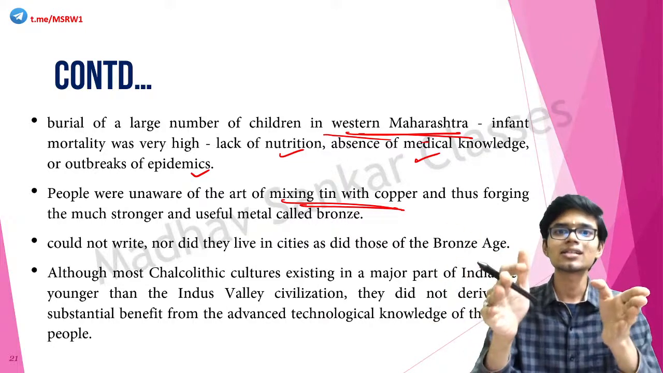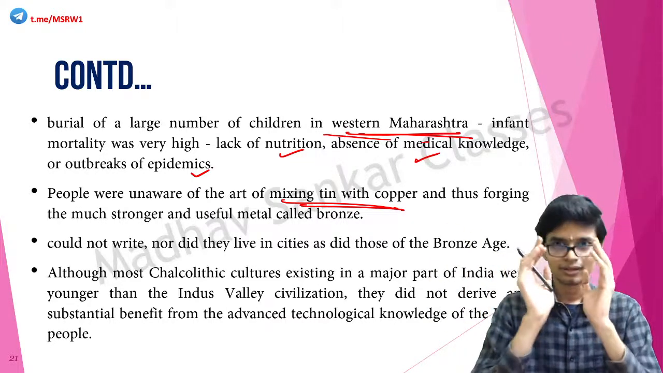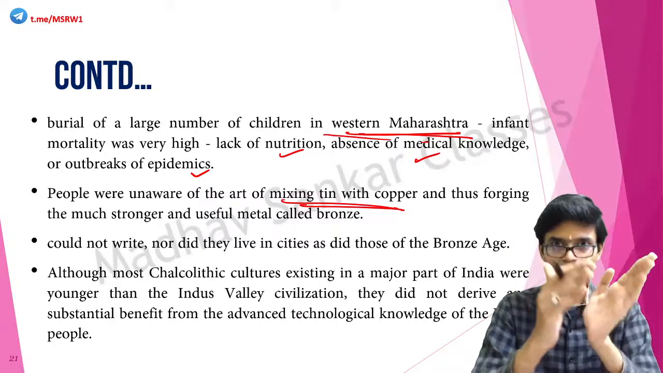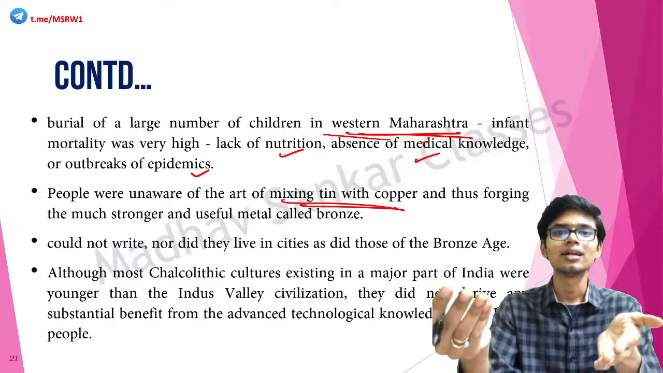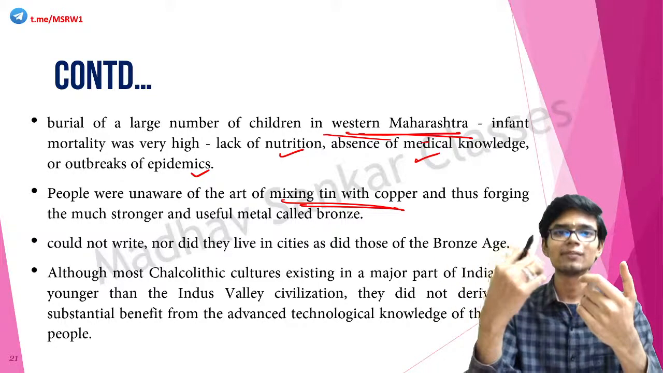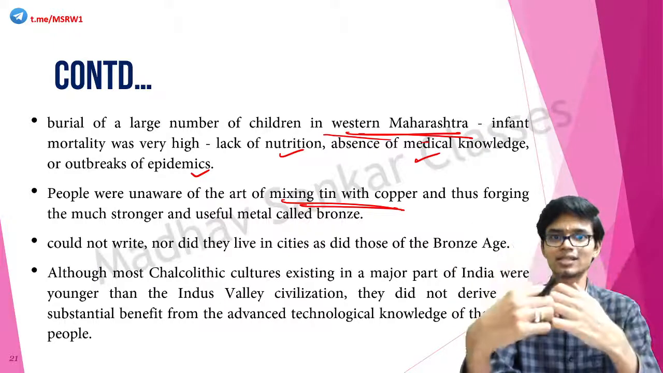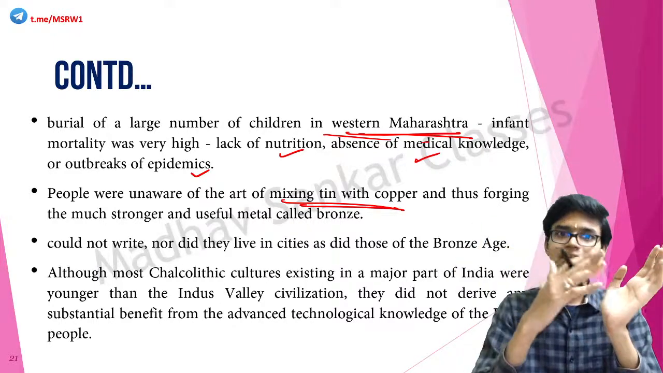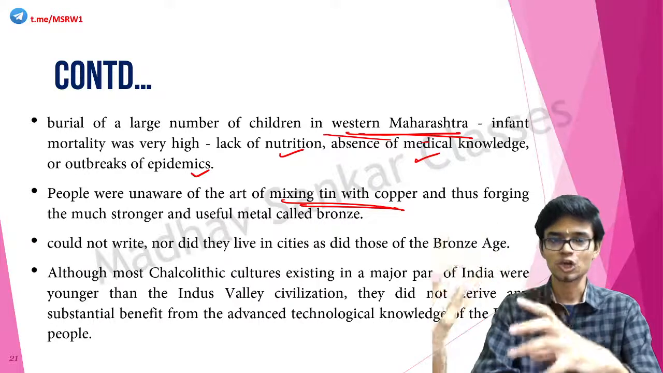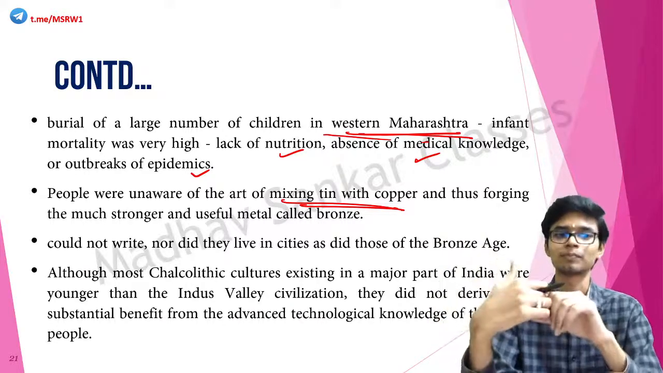So from that we can understand that the main item which is needed to convert copper into bronze, that is tin, is lacking. Okay, so tin was very much lacking in most of these sites. Otherwise, they could have easily converted copper into bronze, which is a much stronger and more useful material.